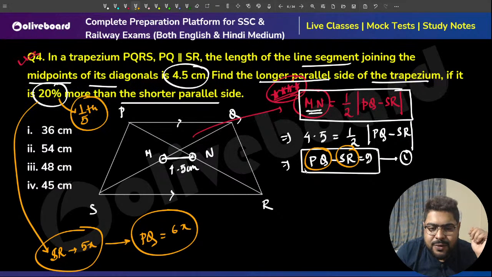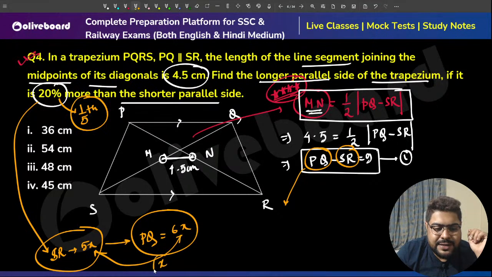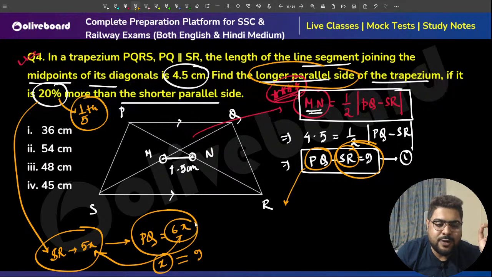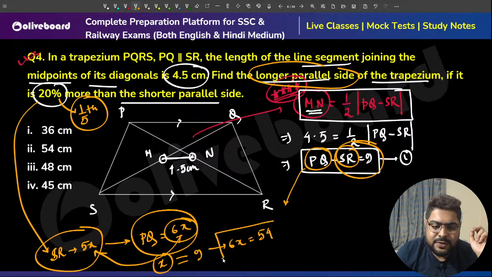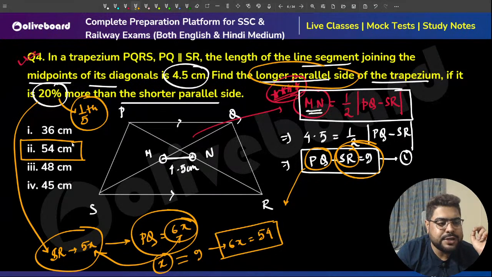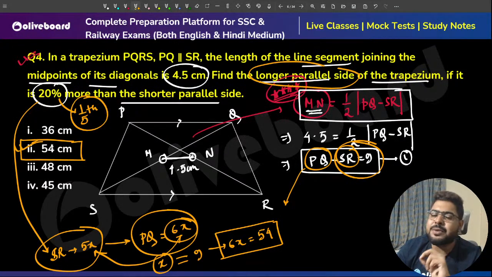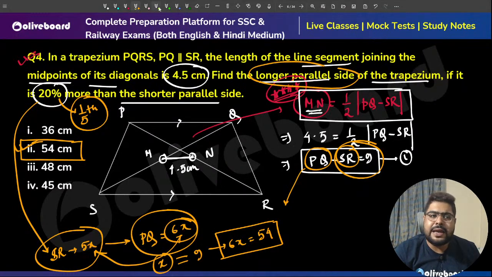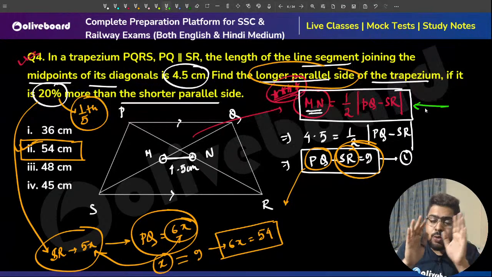They have given you that this is equal to 9, meaning 6x minus 5x, that is the difference of x, is equal to 9 units from this equation. They are asking to find the longer parallel side, meaning they want the value of 6x. X is 9, 6x is 6 nines, which are 54 centimeters. Option number 2, sir. Option number 2 is your correct answer. Again, a very, very, very important property, this one. I'm telling you, please feel free to go through this.